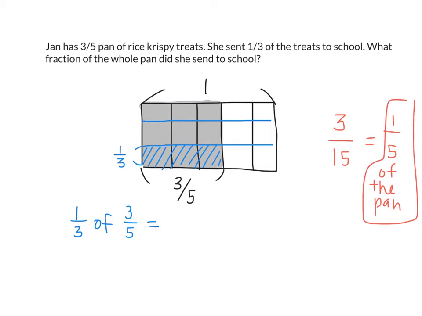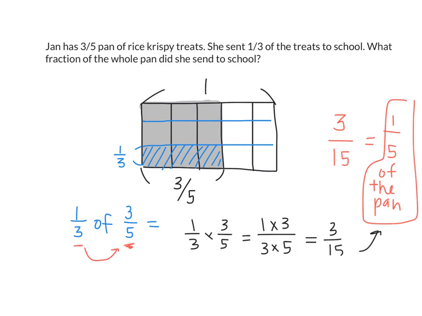Okay. Let me show you using numbers. This time she had 3/5, but she's sending 1/3 of the 3/5 to school. We know that this is equal to 1/3 times 3/5. And so on our numerators, we have 1 times 3 all over 3 times 5, which of course is equal to 3/15, which once again takes us back to simplified 1/5.